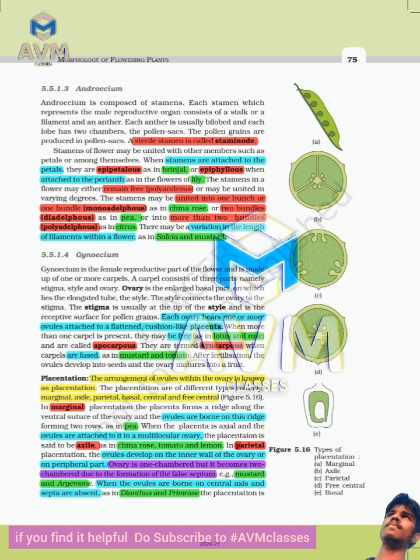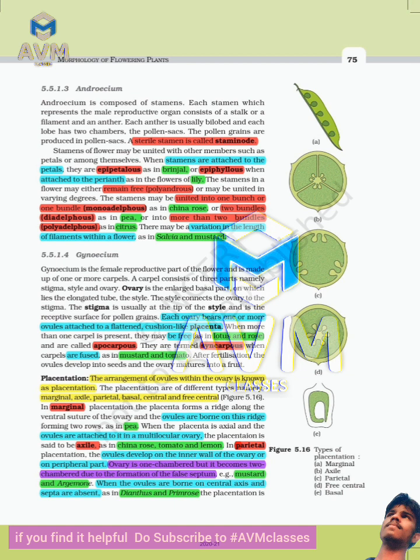5.5.1.4 Gynoecium. Gynoecium is the female reproductive part of the flower and is made up of one or more carpels. A carpel consists of three parts, namely stigma, style and ovary. Ovary is the enlarged basal part on which lies the elongated tube, the style. The style connects the ovary to the stigma. The stigma is usually at the tip of the style and is the receptive surface for pollen grains. Each ovary bears one or more ovules attached to a flattened cushion-like placenta.